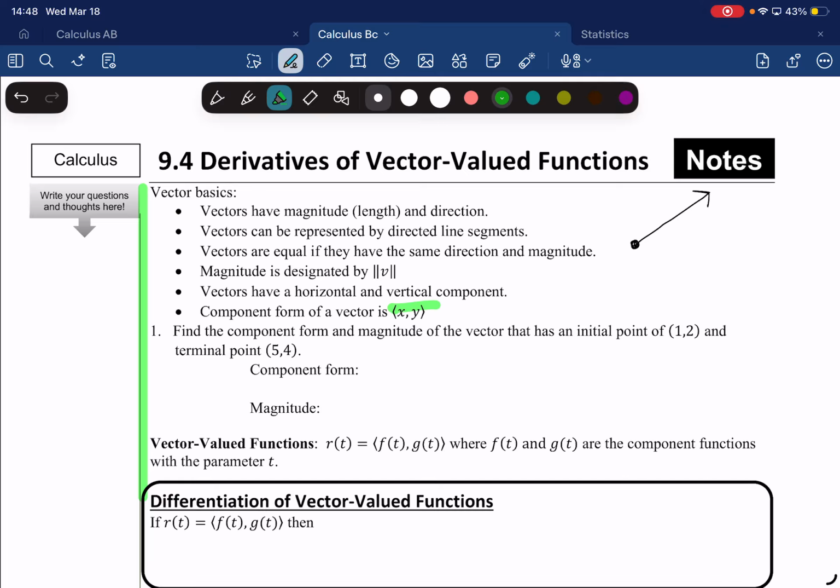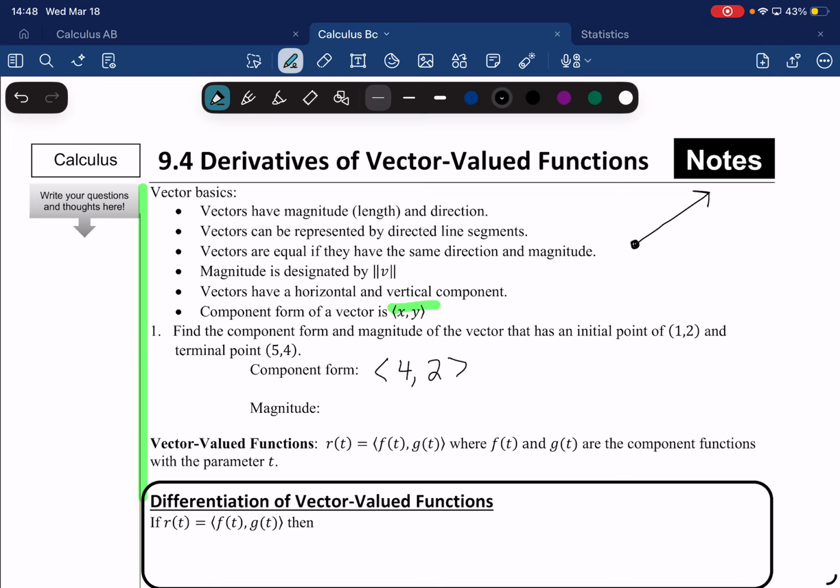So for component form, we know it's going to have to be in terms of x, y. In order to look at this, we look at the x value where it stopped, and we subtract the x value where it started. So for example, x would be 5 minus 1, which is 4. And what would y be? 4 minus 2, 2. So that would be the component form. We look at where it ends and subtract where it started.